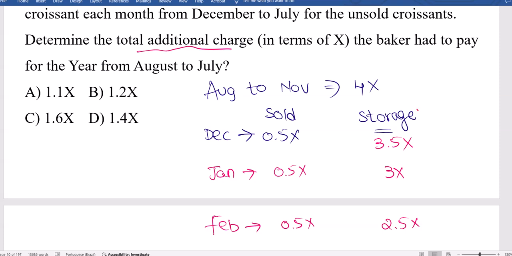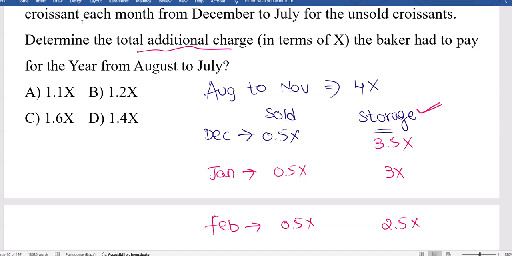Now, the question at the end, what they are asking: additional charge. Additional charge is because of storage. The baker needs to pay for the year from August to July. August to November, there is no extra charge. But from December to July, you are paying for storage, that too at 0.10, 10 paise per each one, right? Now, listen, total prepared how much? 4x. August to July is total 12 months. 4 months you prepared 4x. Now, the remaining 8 months, each month half of x.